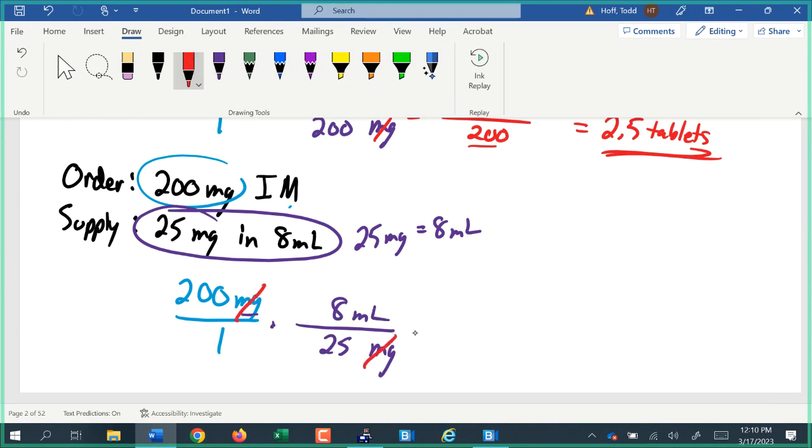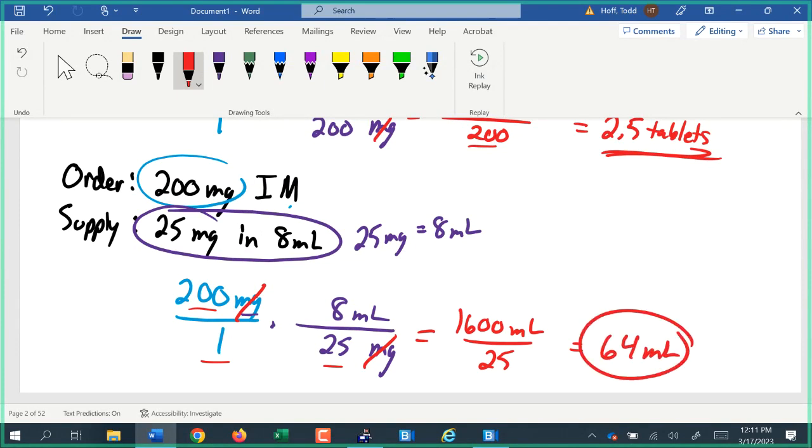The milligrams cross cancel. 200 times 8 milliliters is 1,600 milliliters. 1 times 25 is 25. And we divide that out. 1,600 divided by 25 is 64 milliliters.